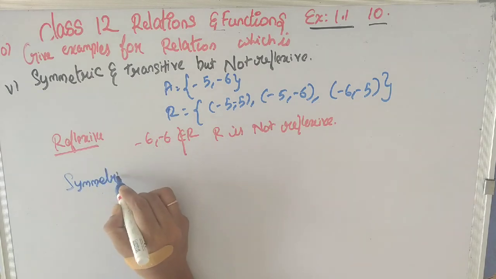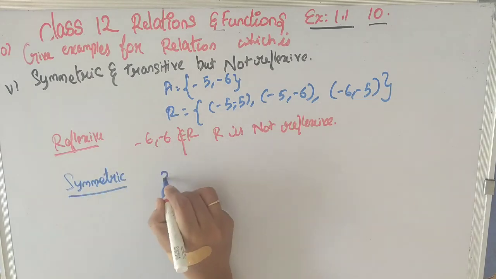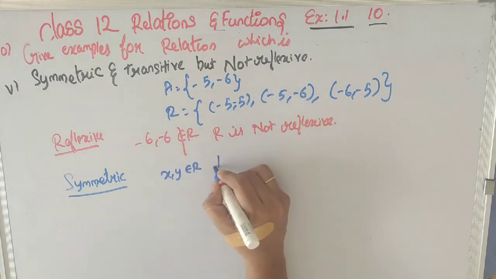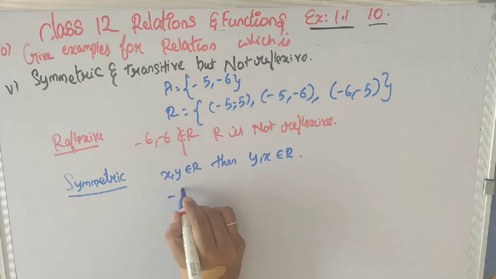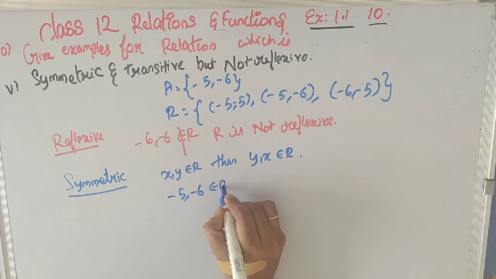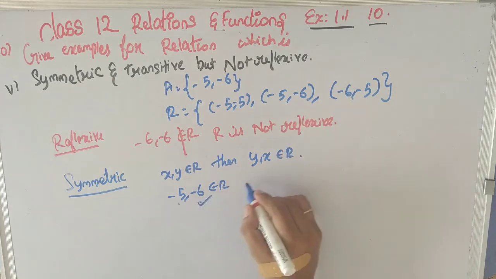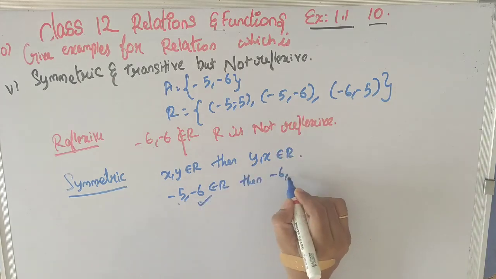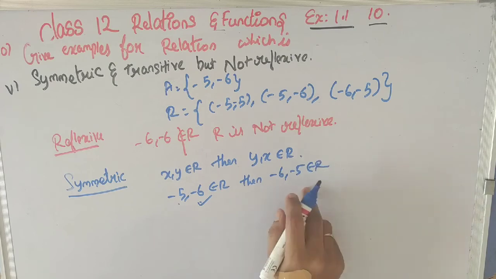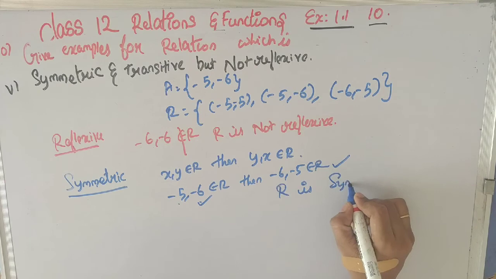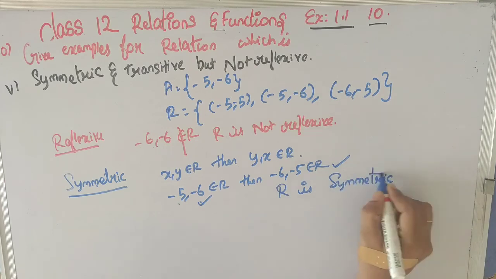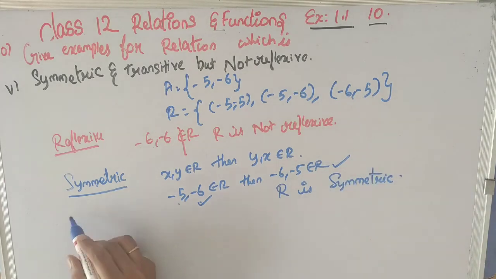Do you understand? Now, we can check whether the relation is symmetric or not. What is symmetric relation? Here, if (x, y) is an element of R, then (y, x) must also be an element of R for the relation to be symmetric. Here, (-5, -6) is an element of R. Is it true? Yes, (-5, -6) is an element of R. Then, (-6, -5) must be an element of R for the relation to be symmetric. Here, it is true. Therefore, the relation R is symmetric.